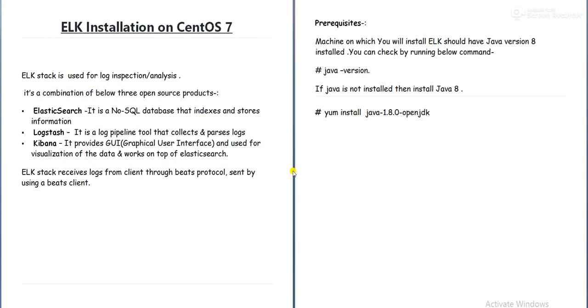Then the ELK stack receives logs from clients through the Beats protocol, sent using a Beats client. So how is Logstash getting the logs? In the client machines we need to install the Beats client, and the Beats clients will push the logs to the ELK stack. In the next sessions we'll learn the client setup: we'll install the Beats client and push the logs to the ELK server. In today's session we'll learn how to set up an ELK server.